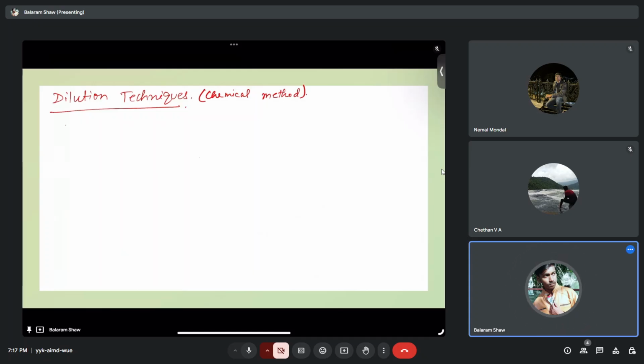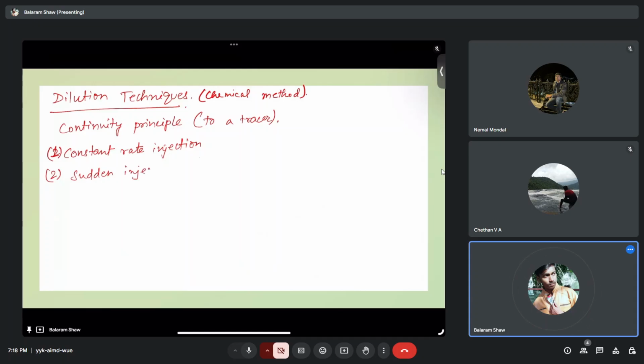We use the simple continuity equation, the continuity principle, and we use some tracer, some color or some chemical. There are two methods: the constant rate injection method and the sudden injection method. The constant rate injection method is also called the plateau gauge method. The sudden injection method is also called the slug injection method or integration method, and so on.